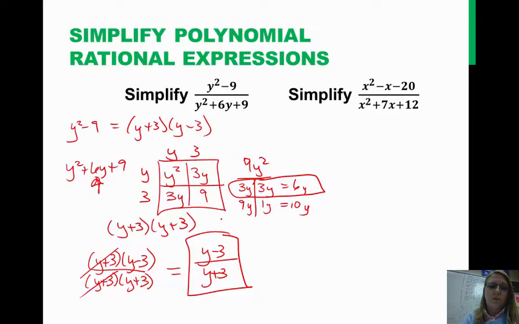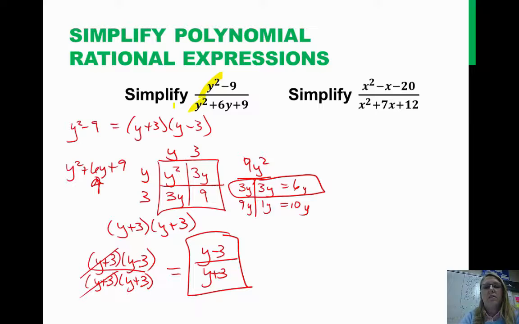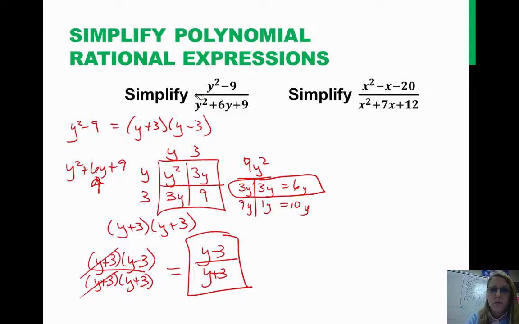Now, before we go any further, I know that some of you will be very, very tempted to go and cancel this like that. You are not allowed to do that because when you're simplifying a rational expression, it's all or nothing. You can't take part of the polynomial and cancel it. It has to be all of the polynomial. So if you notice this, this is a polynomial in itself. It's y plus 3 and y plus 3, so I could cancel that. But you are not allowed to go back and just cancel this. And that's a big temptation of many, many people. Don't do it. Okay?